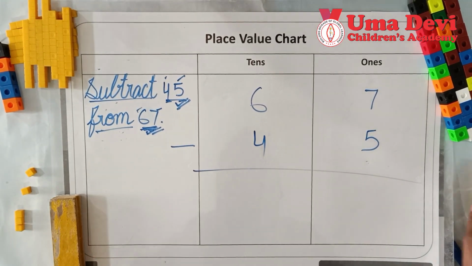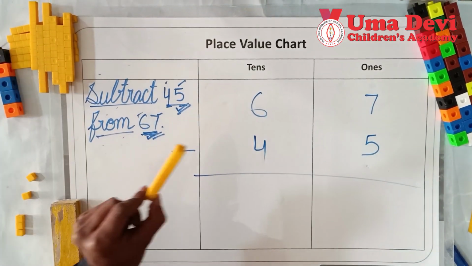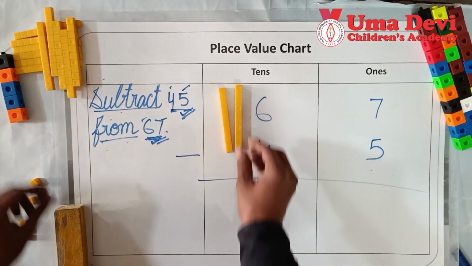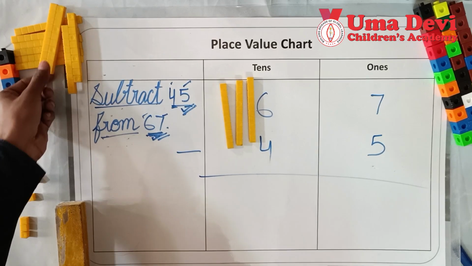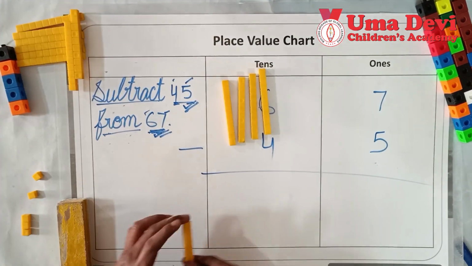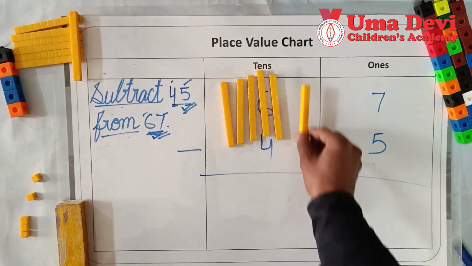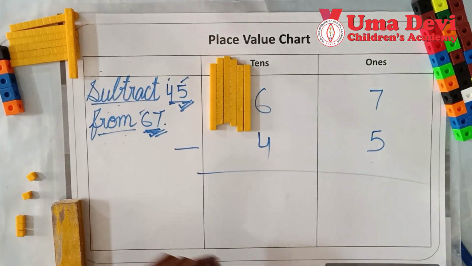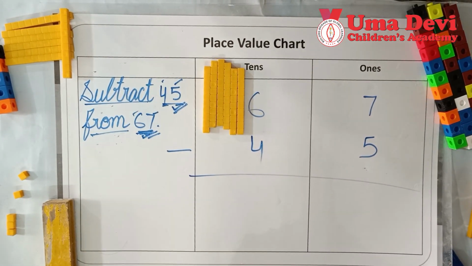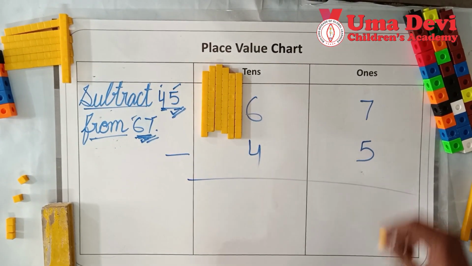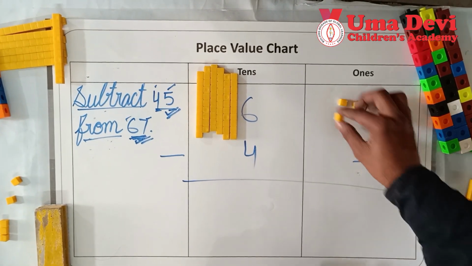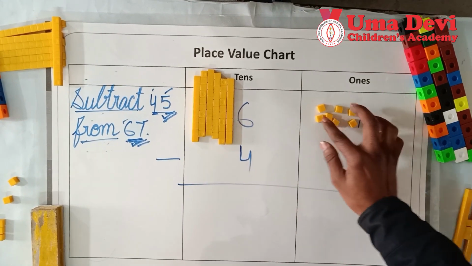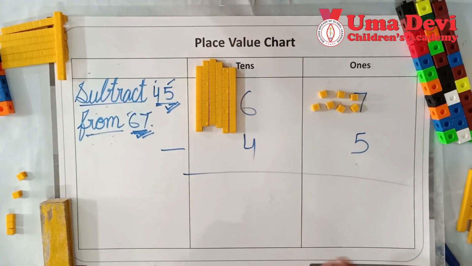So we require tens blocks. I told you, 1, 2, 3, 4, 5 and 6. Right? These are tens blocks. 6 I have taken. These are ones blocks, 7 ones blocks I will take. 1, 2, 3, 4, 5, 6 and 7. These are the 7 ones blocks here.